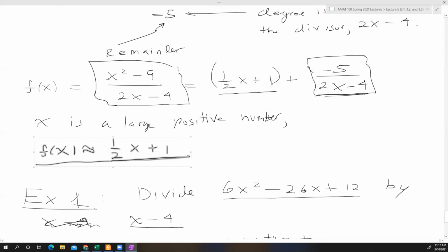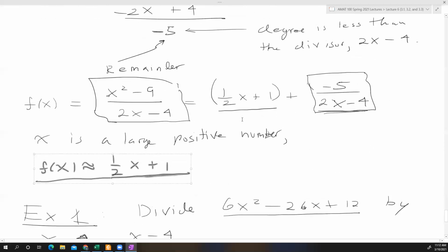So hopefully the division algorithm makes sense, and hopefully the reason why we do the division algorithm makes sense. Of course, you don't have to worry about these slant asymptotes and these limits and stuff like that. I just wanted to share that just to give you the motivation for why we do this.